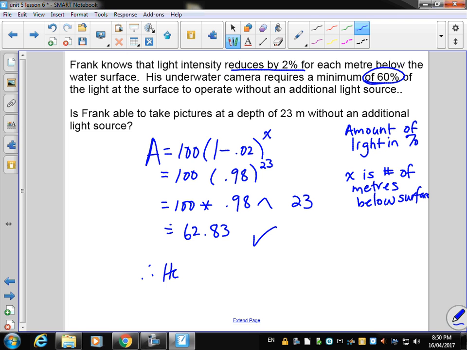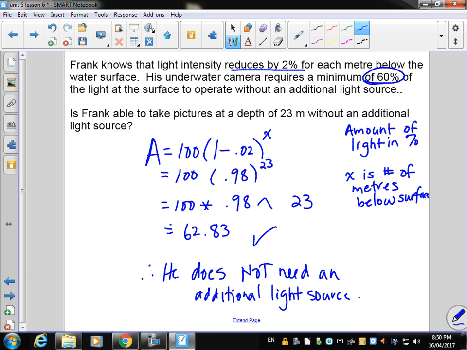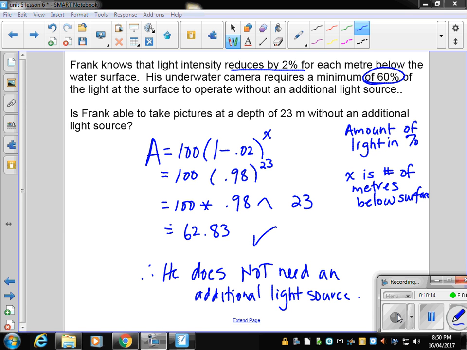But he's going to very soon. He does not need an additional light source. We will try a few in class.